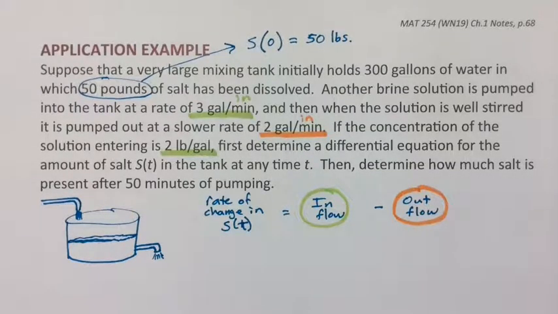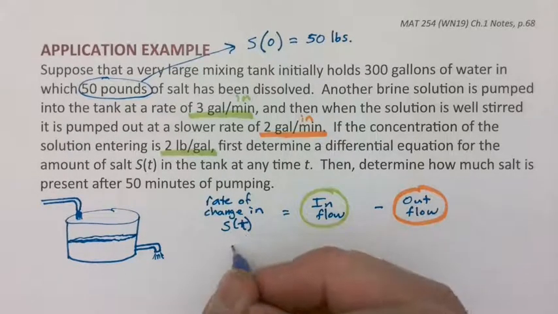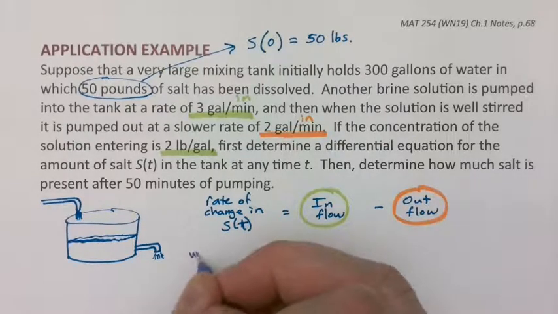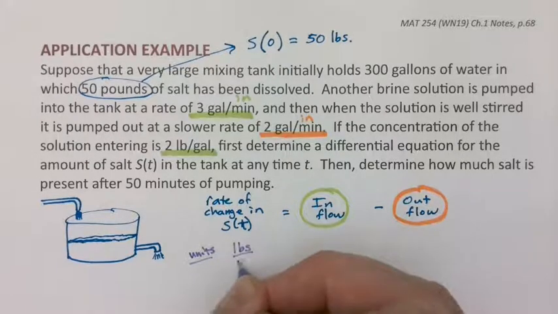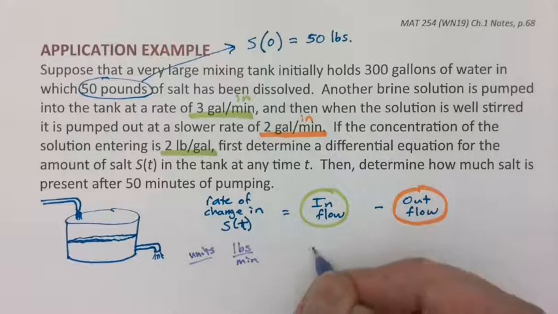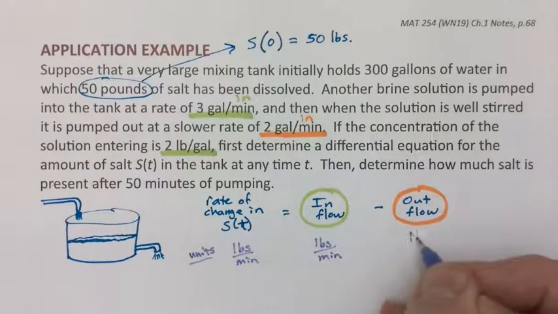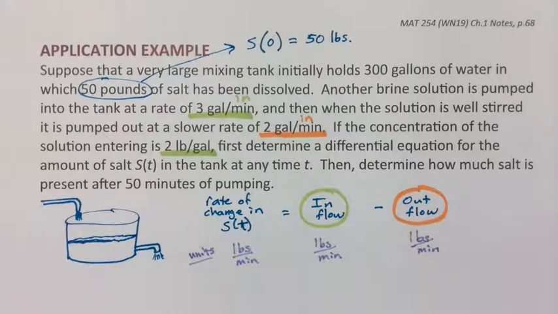And again, a real quick kind of subtle idea: the rate of change in S of t is going to have units. If we pay attention to the units, that's going to have units of pounds per minute. And that means each one of these terms has to be in pounds per minute. Because in order for an equation to be true, its units must all match. Each term has to have the same units.